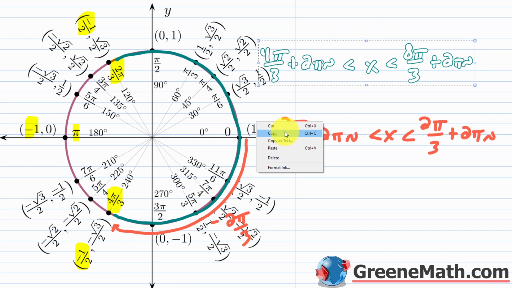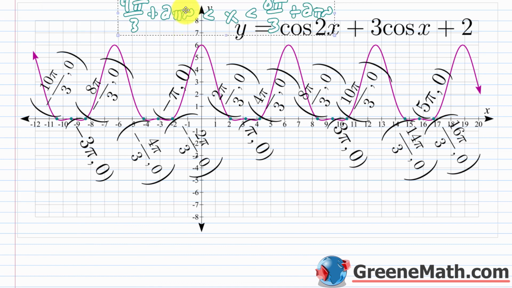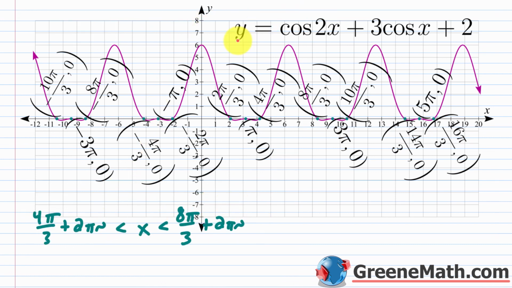So let's go ahead and grab this real quick. And let me come down here to the graph and just paste this in so we can look at this. Again, I'm graphing y equals the cosine of 2x plus 3 cosine of x plus 2. Again, the period is 2 pi because the period for this term is pi and the period for this term is 2 pi. So you want the least common multiple of those periods, and that's going to be 2 pi. So that's going to be the period for the whole thing.